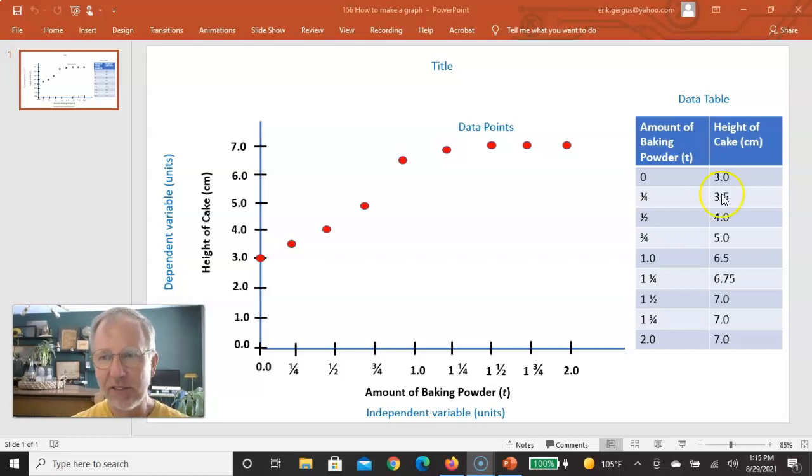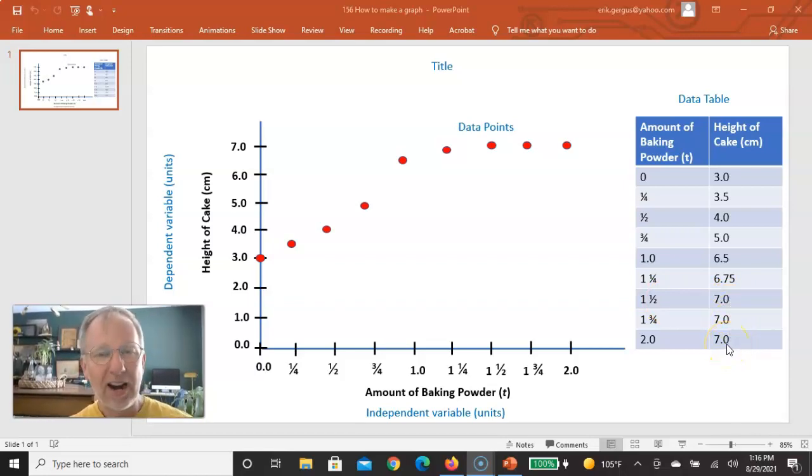So we end up having this data, or these data. If we add 0 teaspoons of baking powder, we basically get a flat cake just from the dough baking. If we add a 1/4 teaspoon of baking powder, the cake rises a little bit, 3.5 centimeters. If we do a 1/2 teaspoon, it goes up to 4 centimeters, etc. You can see what happened. Eventually, when we get to 1.5 teaspoons of baking powder, the cake's not rising anymore.